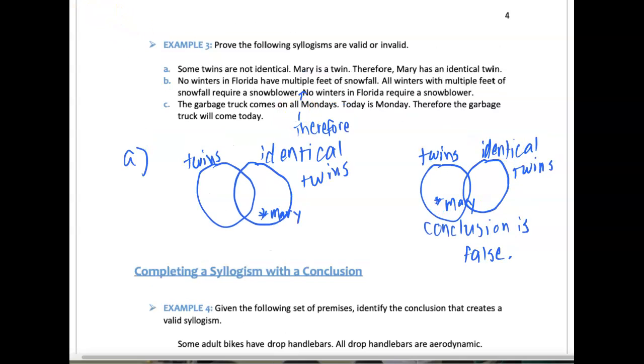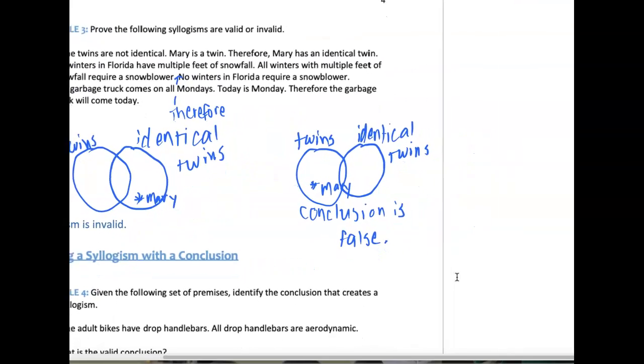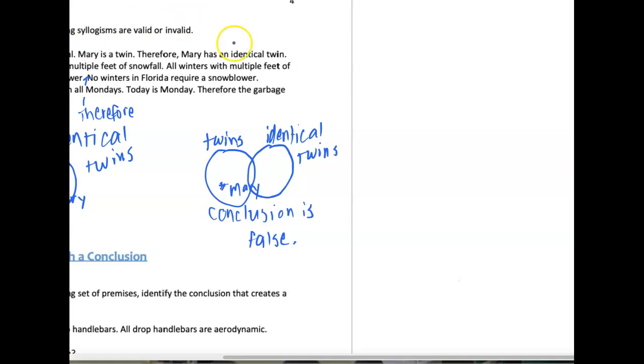So we will say that for part A here, the syllogism is invalid. So now let's try part B. No winters in Florida have multiple feet of snowfall. Again, to prove this syllogism really valid or invalid, we need to start by drawing an Euler diagram where all premises are true.